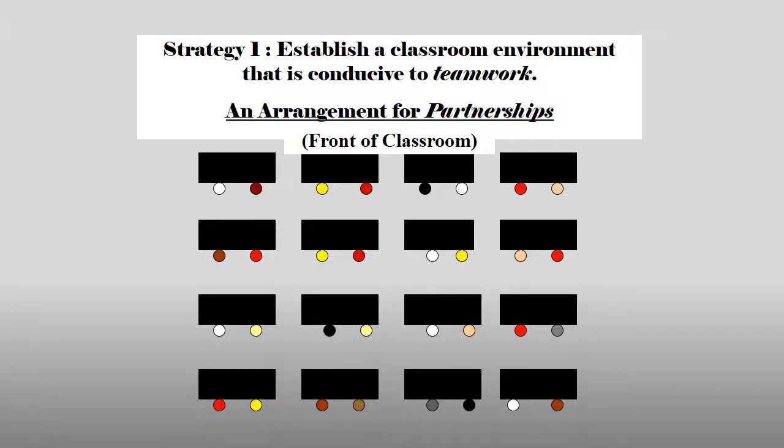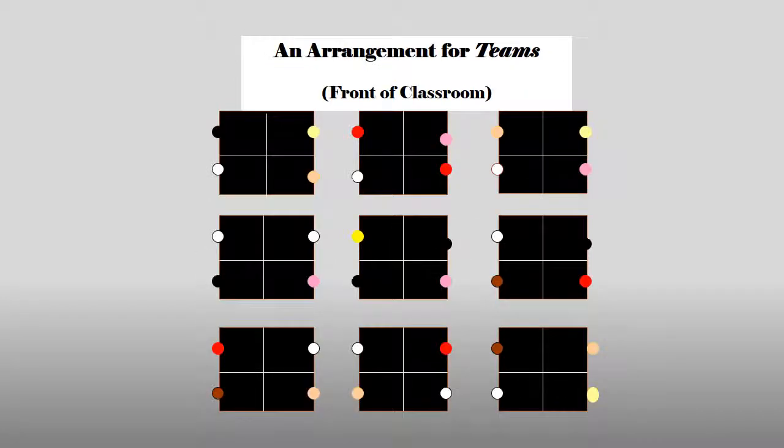The first strategy calls for you to establish a classroom environment that is conducive to teamwork. You are encouraged to rearrange your classroom so that students are sitting in close proximity of their team. I want to also note that if you are hesitant to have students begin cooperative work in teams, students can start off by working with one partner. The visual on this slide provides a classroom arrangement that is conducive to initial partnerships.